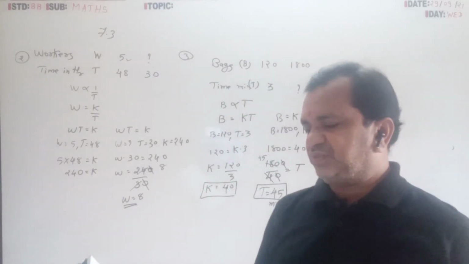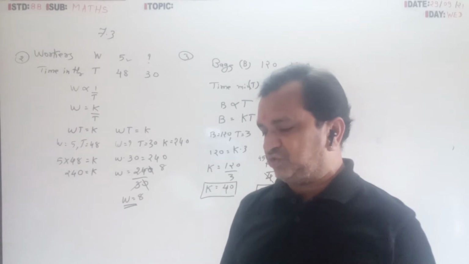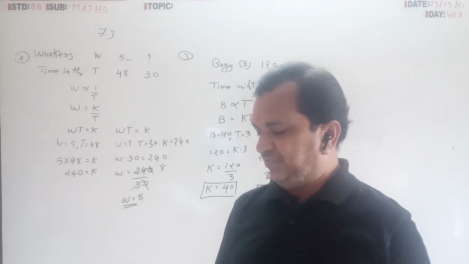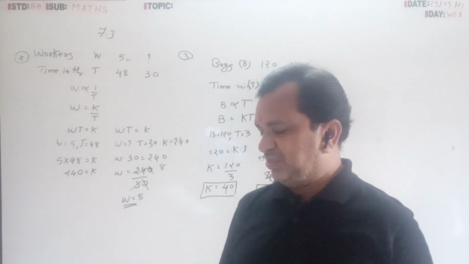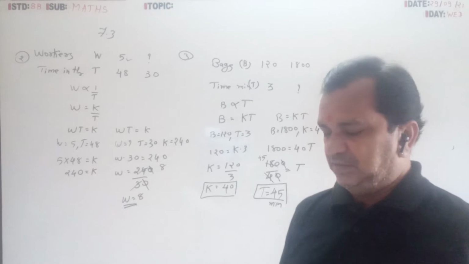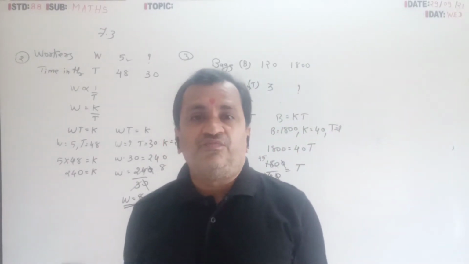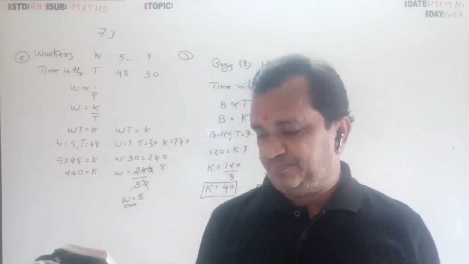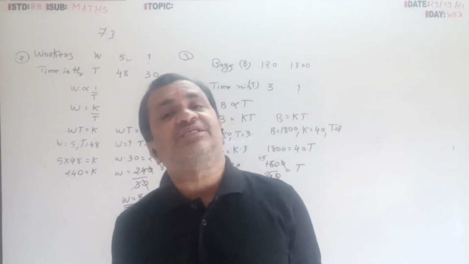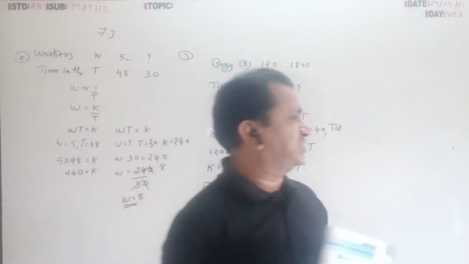A car with the speed of 60 km per hour takes 8 hours to travel some distance. What should be the increase in the speed if the same distance is to be covered in 7.5 hours? We want to reduce the time. So if you want to reduce the time, you have to increase the speed. So speed and time are inversely proportional to each other.